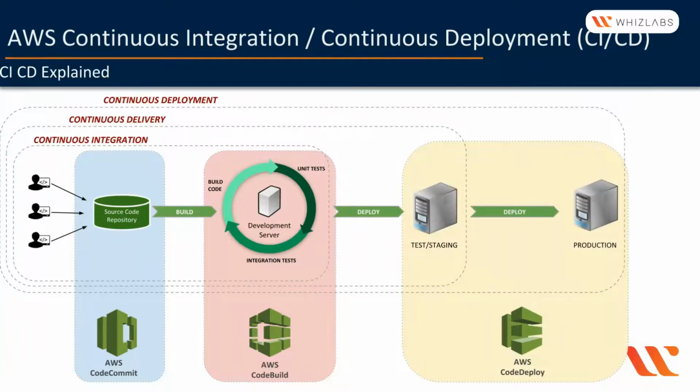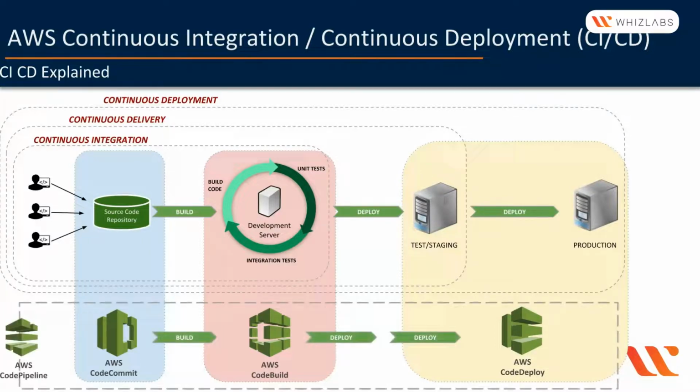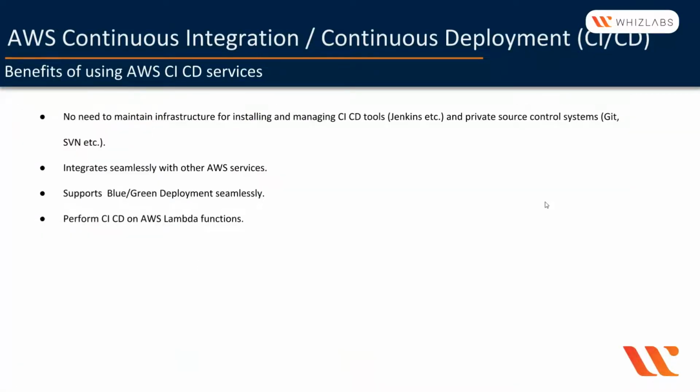Now these are individual services. How can we handle continuous deployment in AWS? Well, there is a service named AWS Code Pipeline, which stitches all these services to achieve continuous deployment on AWS platform. With AWS CI/CD services, we have the following benefits compared to the typical CI/CD tools which are in the market such as Jenkins or GitLab, etc.